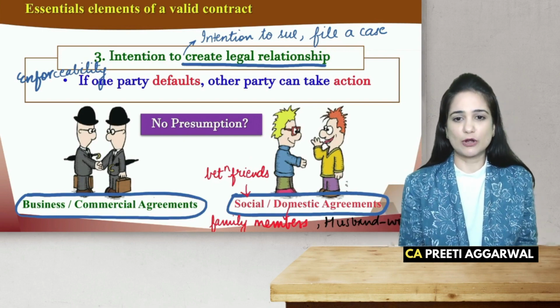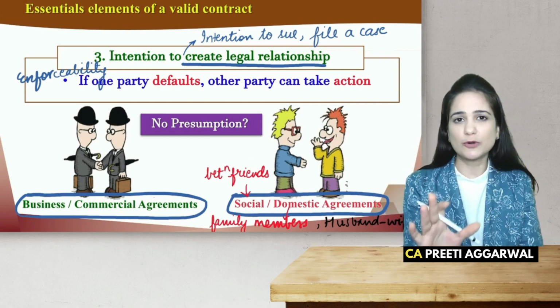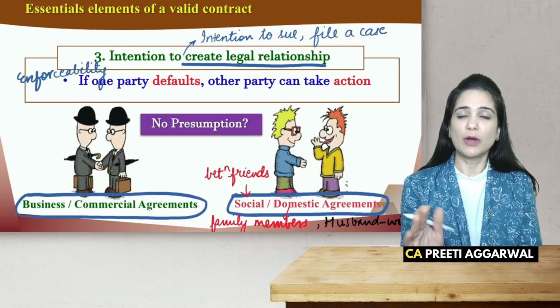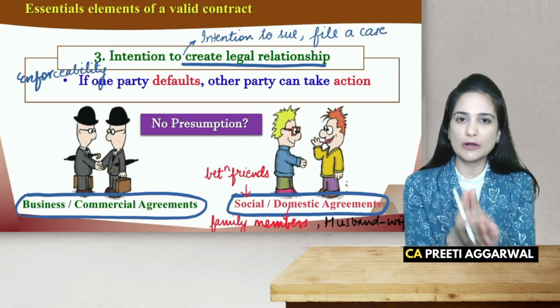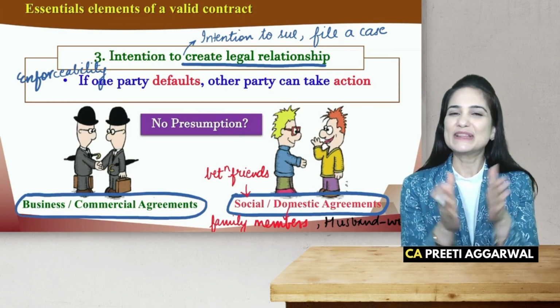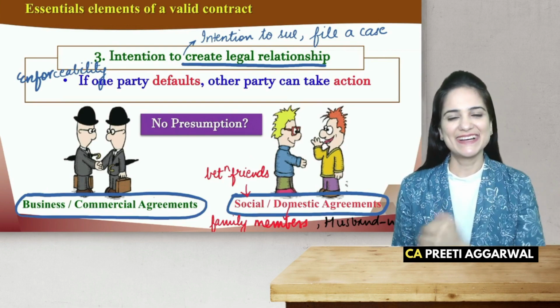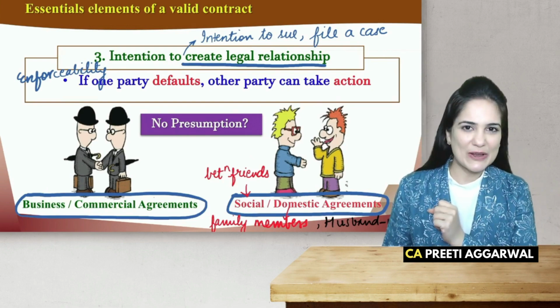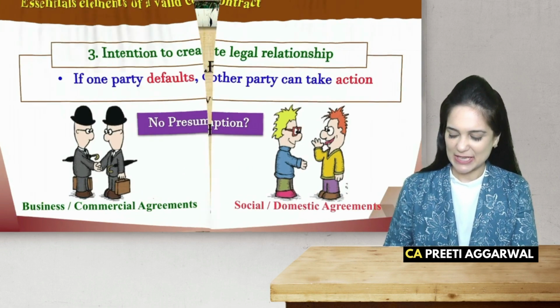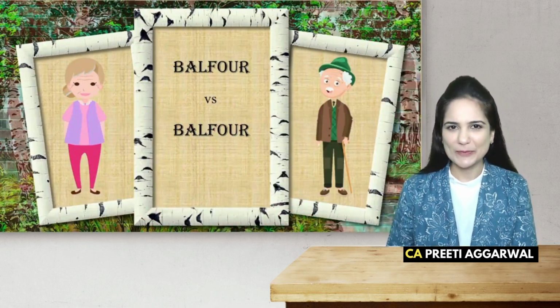If promises are not fulfilled, law says please sort it out on your own. Don't come to the court of law because there are so many promises which you make, and if all of them become contracts, then the courts will be full of those cases. In this, there is a case law. Balfour versus Balfour. Now, what is a case law?